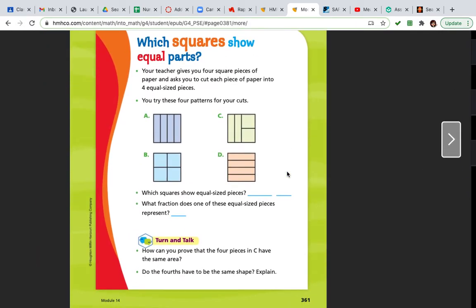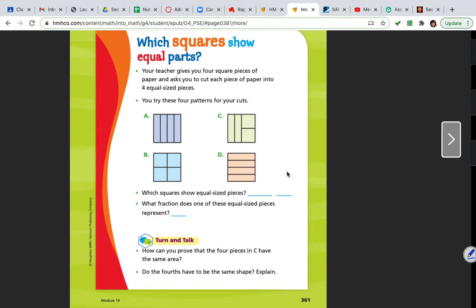It says, which squares show equal parts? If your teacher gives you 4 square pieces of paper and asks you to cut each piece of paper into 4 equal sized pieces, you try these 4 patterns for your cuts. So A, we've got 4 columns. B, we've cut it into 4 squares. C, we've got 2 columns and 2 squares. And D, we have 4 rows. So the first question says, which squares show equal sized pieces?